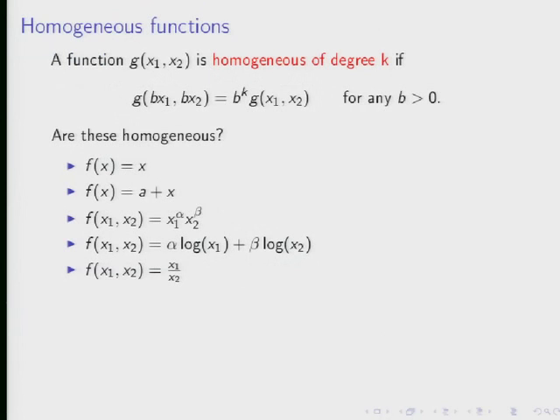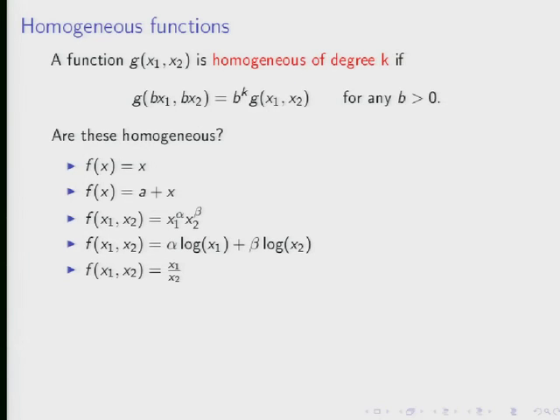So I want to define for you a homogeneous function. If we take a function g of two variables, x1 and x2, we say that that function is homogeneous of degree k if it's true that when we multiply all the arguments to the function by some positive scalar b, g of b x1, b x2 is equal to that scalar b raised to the kth power times the original function evaluated at the original arguments x1, x2.